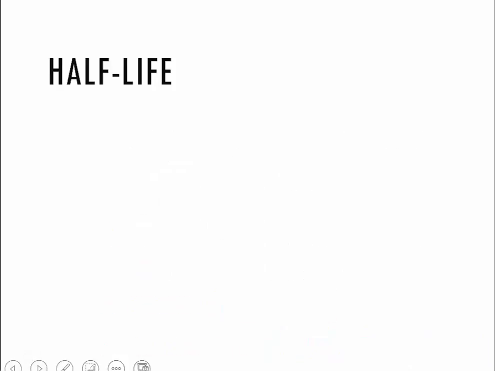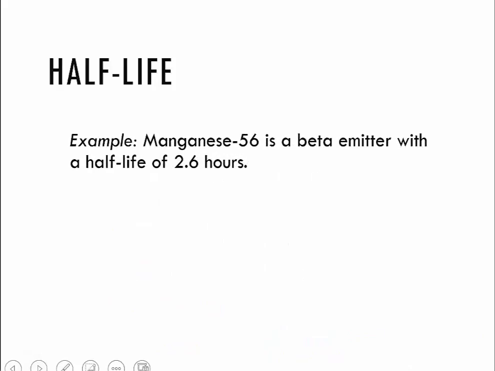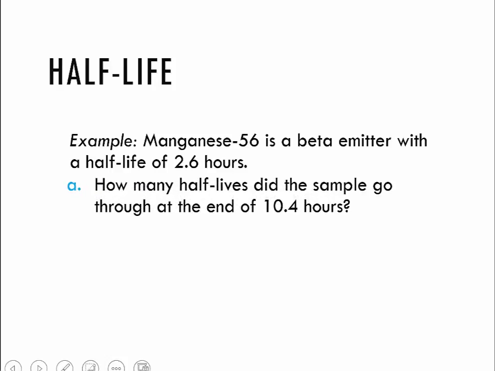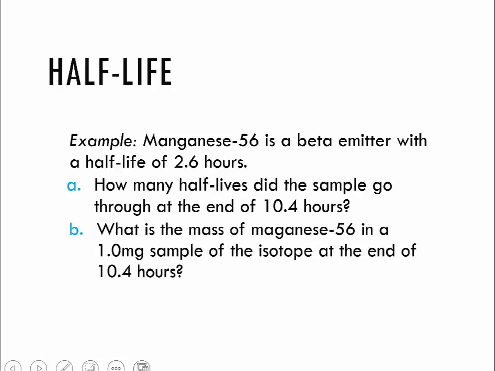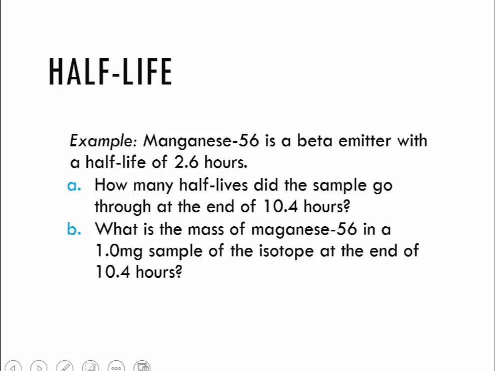So we got one more problem to do. This one talks about manganese-56. It's a beta emitter with a half-life of 2.6 hours. So the beta part isn't really important for what we're doing because the questions that you're going to ask is how many half-lives will the sample go through at the end of 10.4 hours? And then what mass, if I start with 1 milligram, will be there at the end of this 10.4 hours?